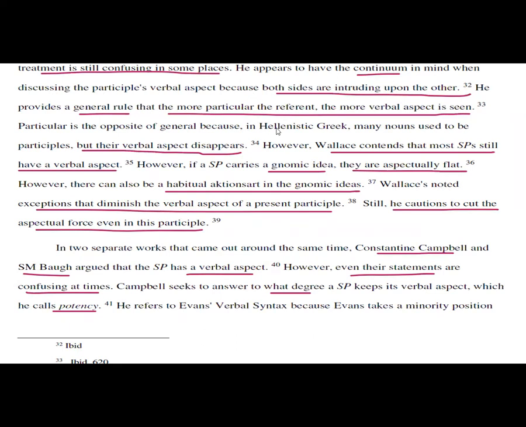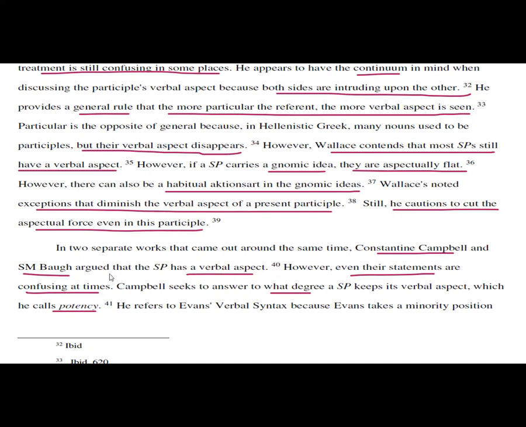Particular is the opposite of general because in Hellenistic Greek, nouns used to be participles, but their verbal aspect disappears. However, Wallace contends that most substantive participles still have a verbal aspect. However, keep going back with all these howevers. However, if a substantive participle carries a gnomic idea, a general principle idea, a timeless truth idea, they are aspectually flat. However, there can also be habitual action type in the gnomic idea. That's Wallace on another page. Wallace noted exceptions that diminish the verbal aspect of a present participle. Still, he cautions against cutting the aspectual force even in this participle.